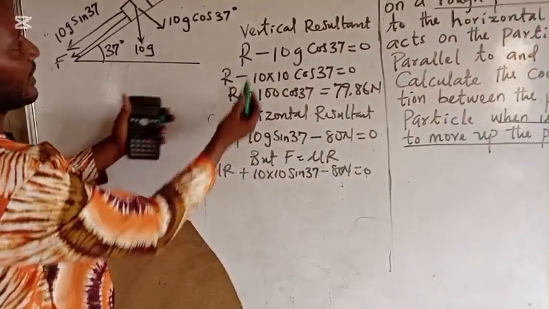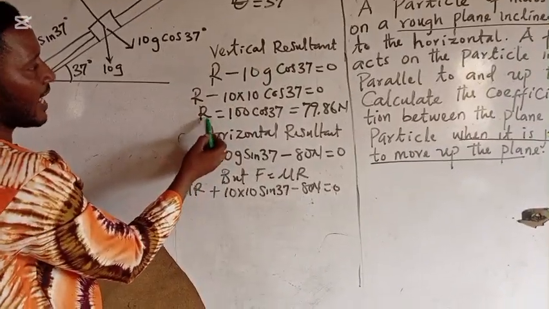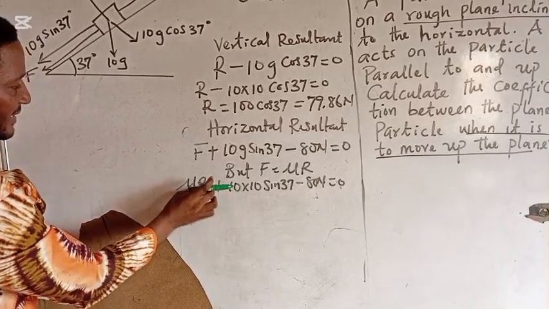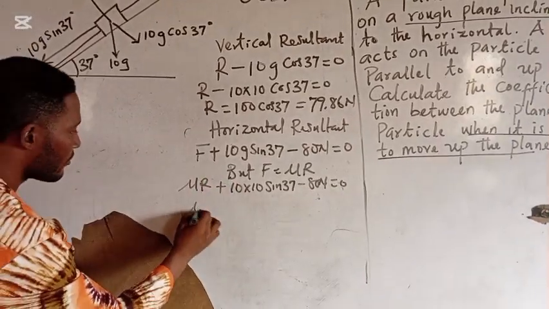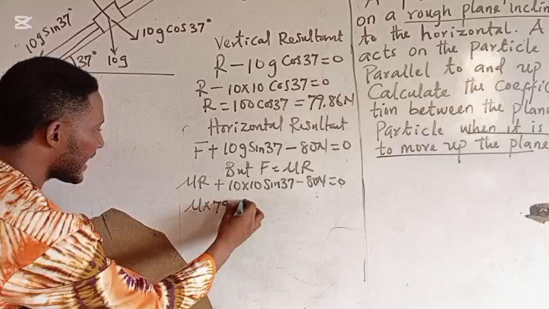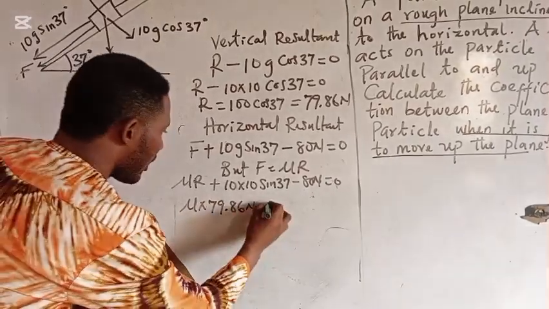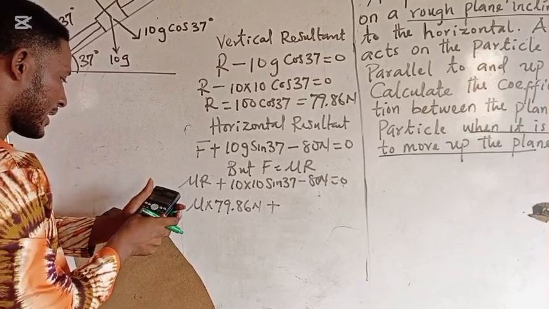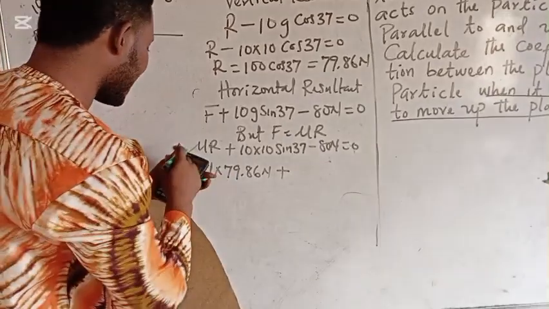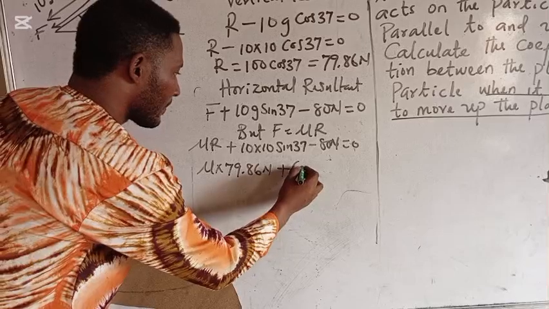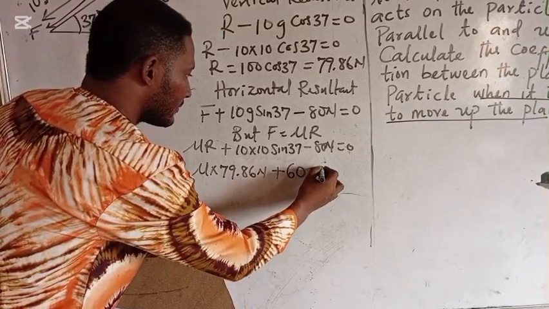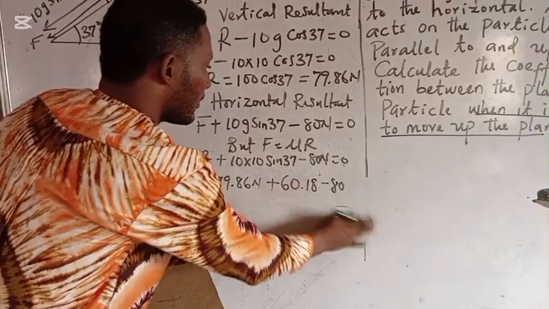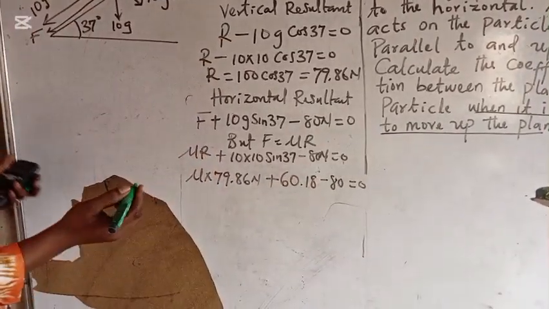But then remember that from the vertical resultant, we have expressed R to be 79.86. So we can put 79.86 here. Doing so, we are going to have mu times 79.86 newtons. Are you following through? Plus, multiply these expressions here, we have 100 sine 37. So if you do that, we are going to have 60.18. Are you following through? Minus 80 equals 0.